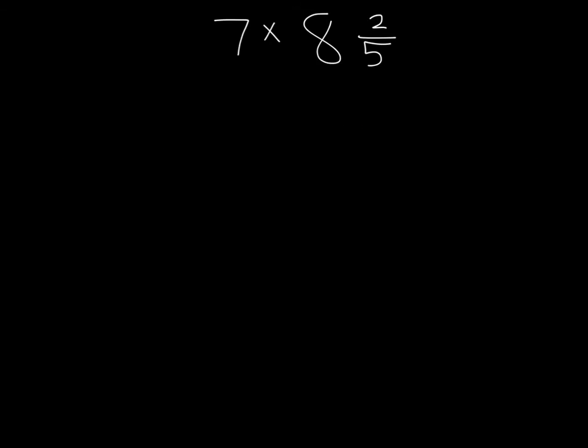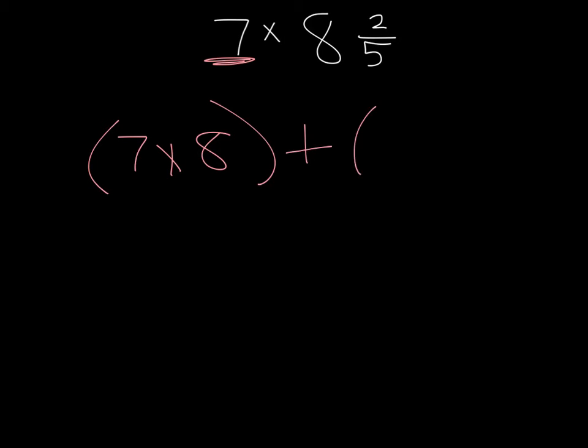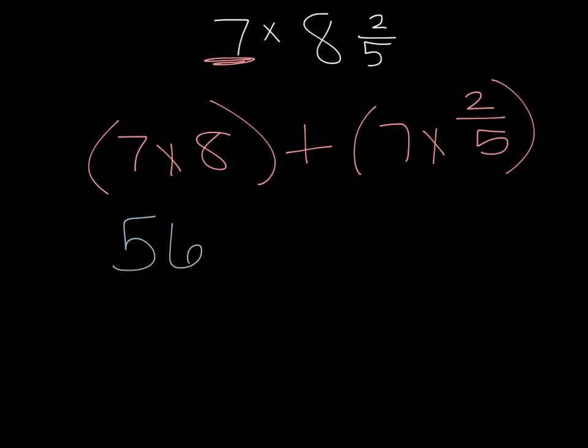For the rest of the problems, we are multiplying using the distributive property. So I'm going to model the first two for you, and then I'm going to let you keep practicing what we did yesterday on your own. So our first step is to distribute our whole number to our mixed number. So we have 7 times 8 plus 7 times 2/5. And then we actually multiply. So 7 times 8 equals 56, and then 7 times 2 is 14 over our original denominator of 5.